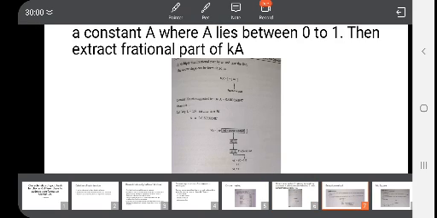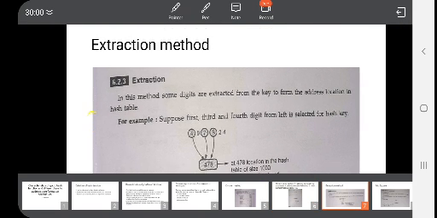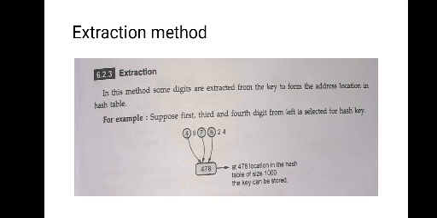Now let's see the other method. The other method is the extraction method. In this method, some digits are extracted from the key to form the address location in the hash table. Suppose the first, third and fourth digits from the left are selected for the hash key. That is, from the number 497824, 4, 7 and 8 are selected. At location 478 in the hash table of size 1000, the key can be stored.